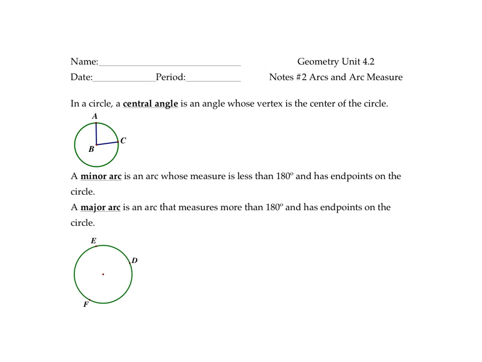Hi everyone. In today's lesson from Unit 4.2, we'll be taking a look at arcs and arc measure. A central angle is an angle whose vertex is at the center of a circle. So angle B is a central angle.